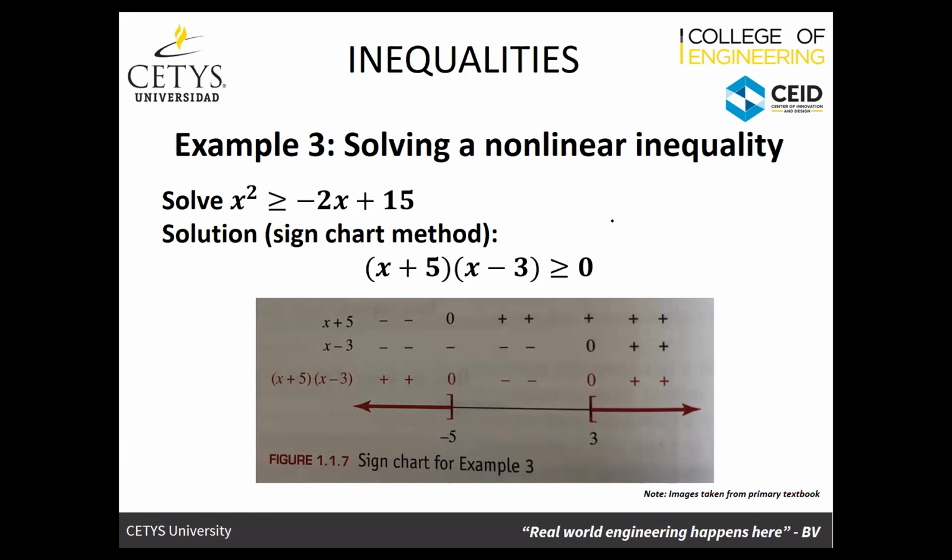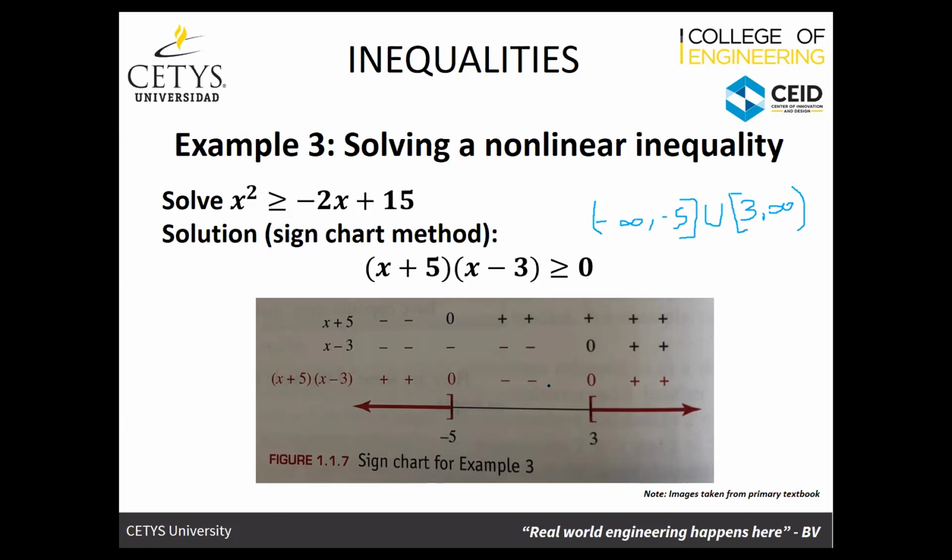If we were to represent these as intervals, we would say that it's from minus infinite to minus 5. This is open, this is closed, joined with the interval from 3 to infinite. And that would be the solution to the nonlinear inequality.